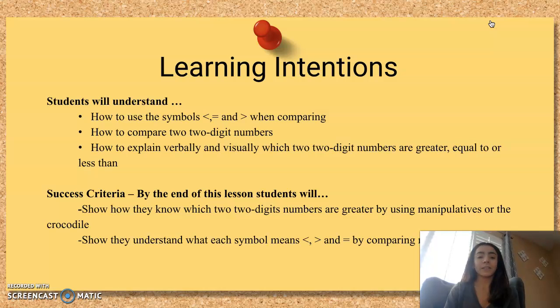By the end of this lesson, students will show how they know which two two-digit numbers are greater by using manipulatives or the crocodile. They will show they understand what each symbol means by comparing numbers.